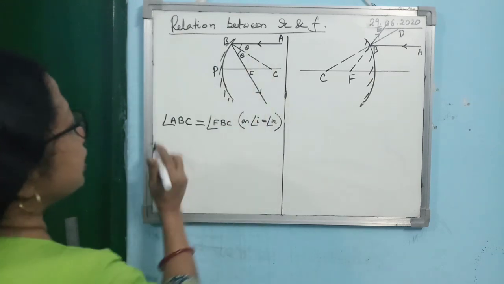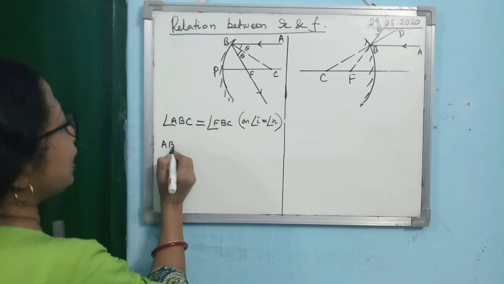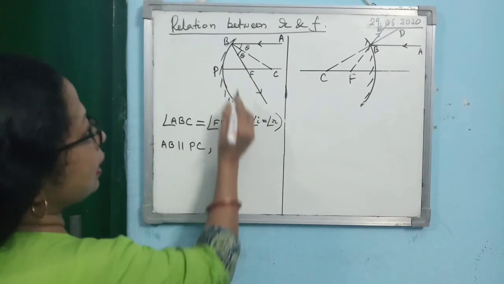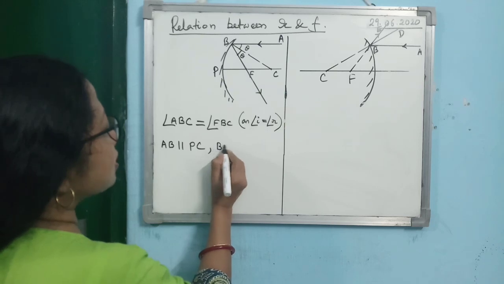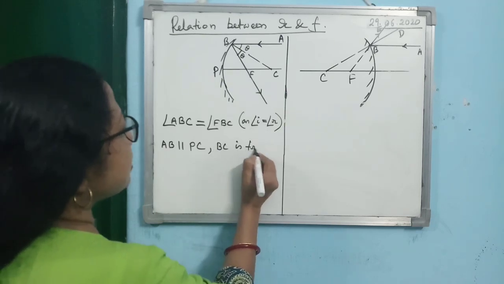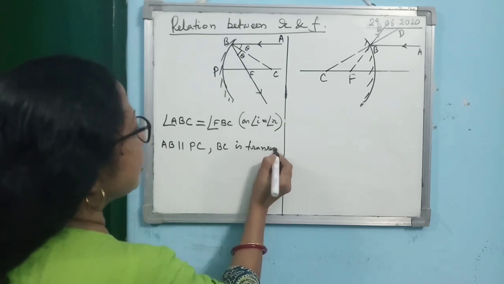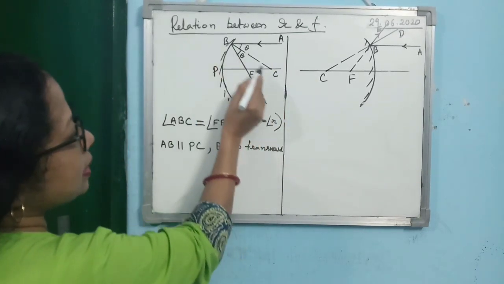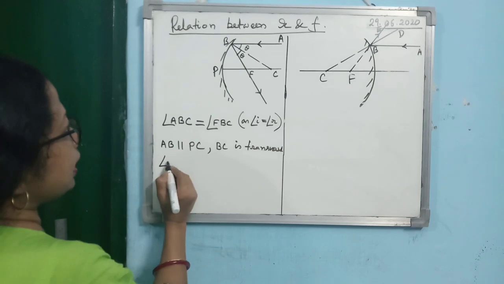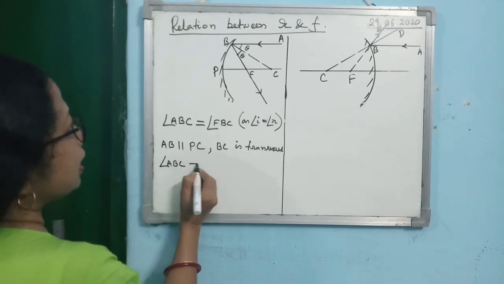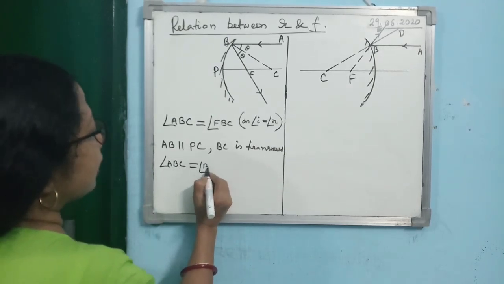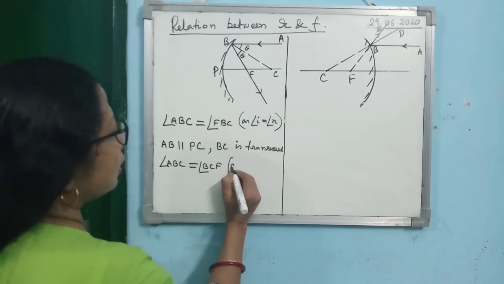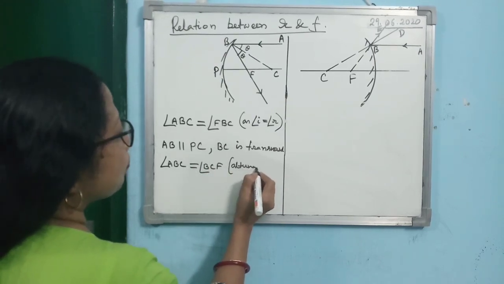Now consider this case, AB and PC. They are parallel and BC is the transversal. Then what will happen? AB and PC are parallel, BC is the transversal. Then you see angle ABC is equal to the alternate angle BCF. You can write it as alternate angle.